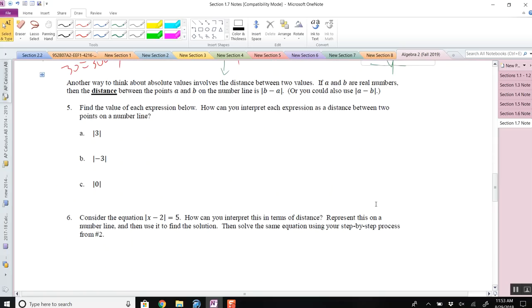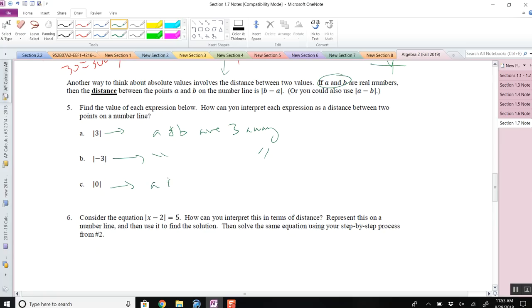Let's look at 5. How do you interpret each expression as the distance between 2 points on a number line? So that just would mean that A and B, I guess that's what they want us to think about. A and B are real numbers. A and B are 3 away. And same thing, I'm just going to use double quotations as repeating. If you have absolute value of -3, same thing, they're 3 away. Just happens to be one's maybe on the other side or something like that.